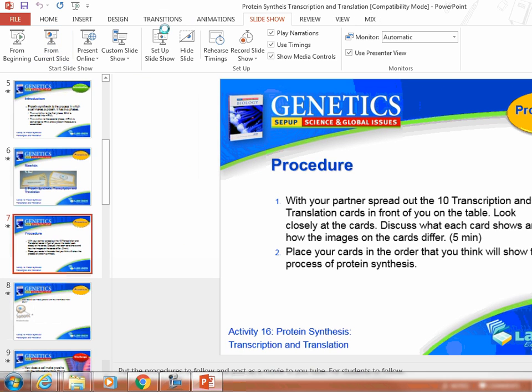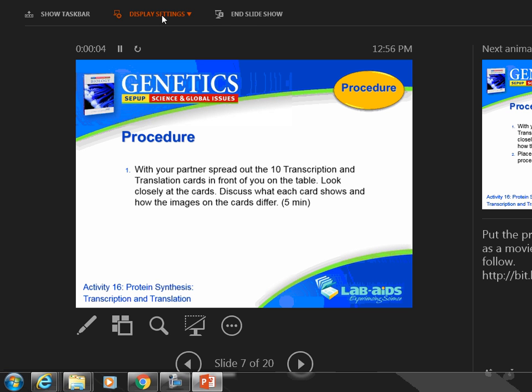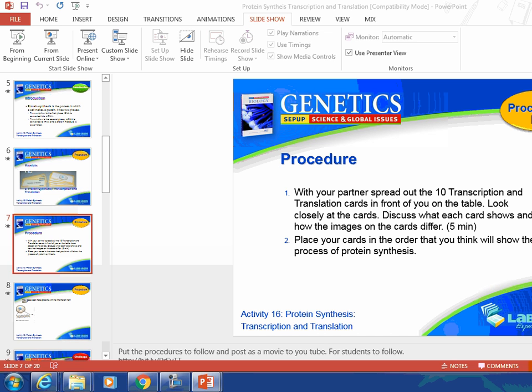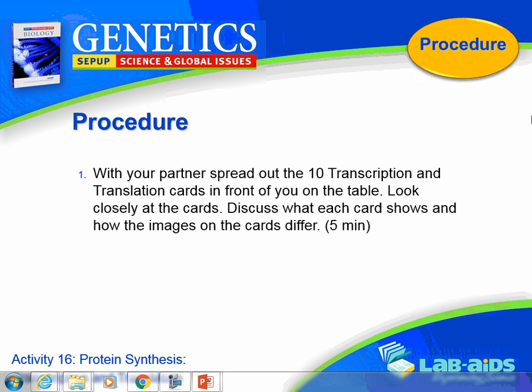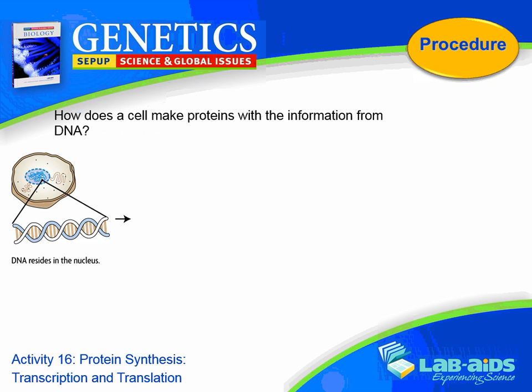All right, now that you've placed them in an order that you think is protein synthesis, let's just review some things here. How does the cell make protein with the information from DNA? Take a moment, you and your partner, and describe what it is that you wrote down, or the way that you believe how a cell makes protein with the information from DNA.